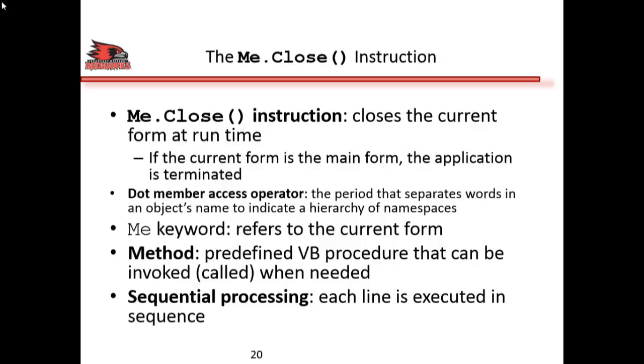So Me here is a keyword, Close is also a keyword, and Close is the method which is called when the action is performed. And in case there are more instructions after this with the hit of the button or whatever, then they are processed in sequence by Visual Basic. That's what is called sequential processing. Whatever code is on top will get processed first, and then the program will look at all the code below that.